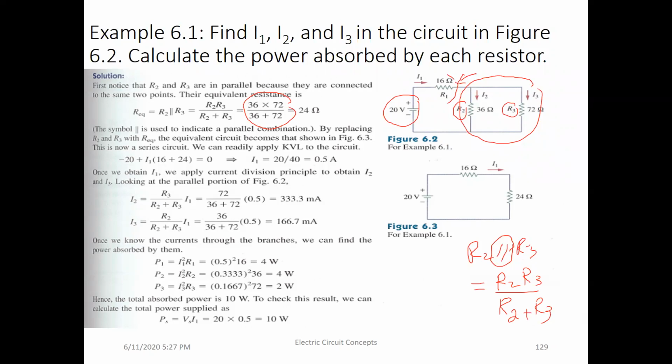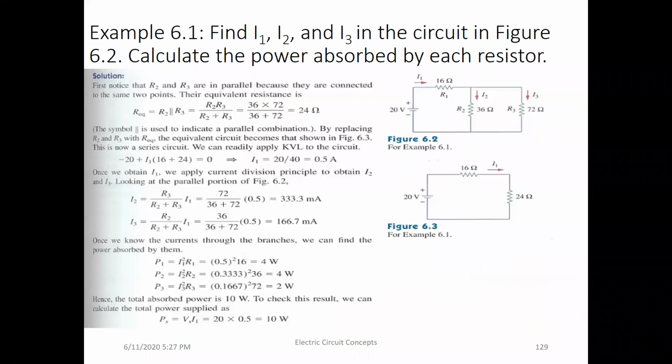So this is the result here: 36 times 72 over 36 plus 72. Now we take these two out and replace them with one resistor, which is 24. So that 24 ohm resistance will be connected in series with R1. So now we can find R equivalent, which will be 16 plus 24.